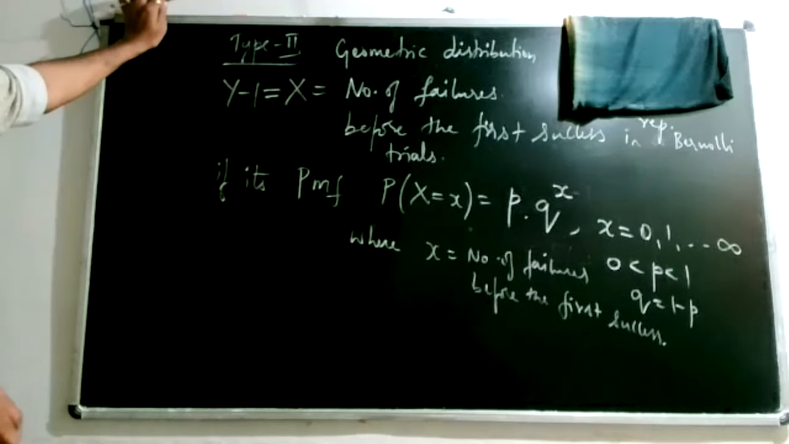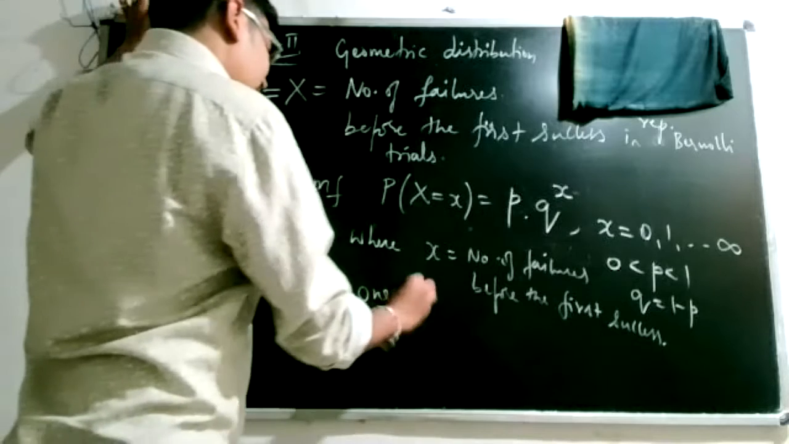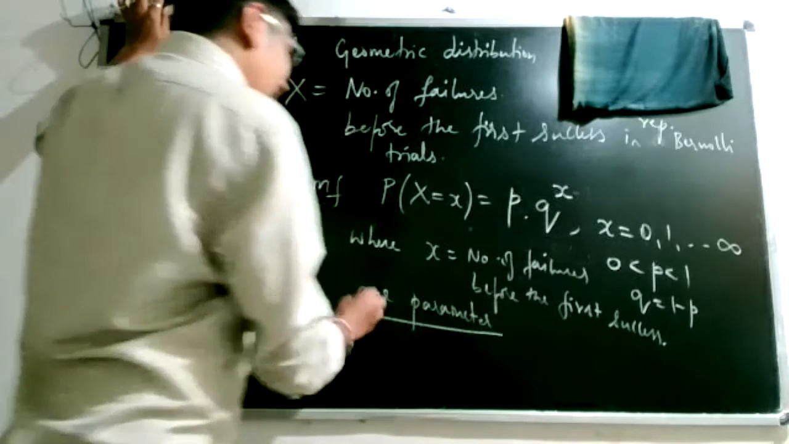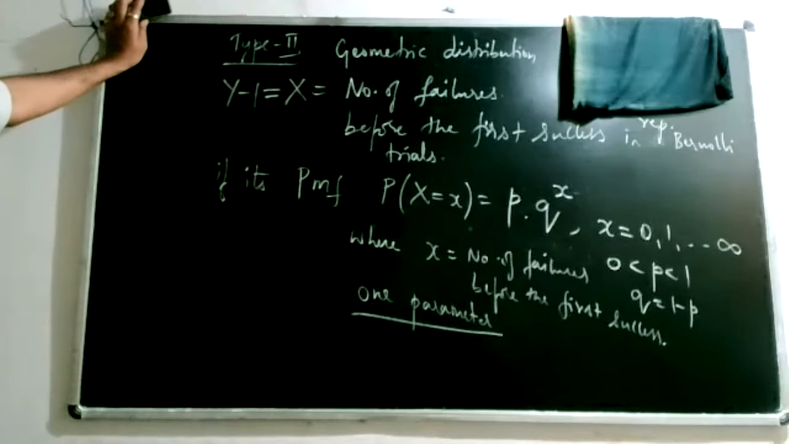So this is the geometric distribution, where x is the number of failures before the first success. So it has one parameter, which is p. So if I know the value of the parameter, now I can look into the values of mean, median, mode, variance, etc. Now can anybody tell me what is the mode for this distribution?